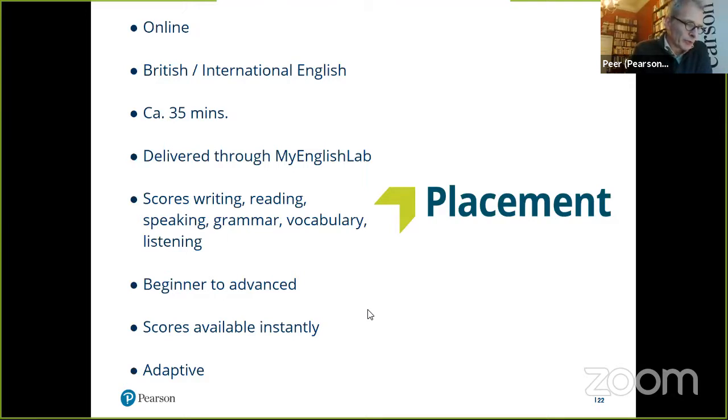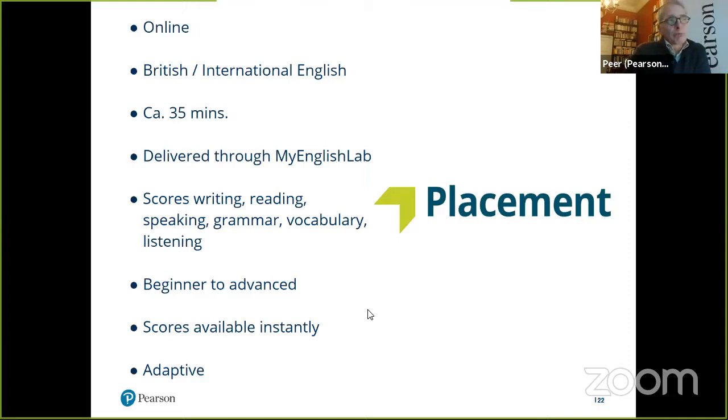The test itself is based on British as well as international English, because we really want to reflect how people really use English in the modern world. And as we know, most people speak English actually with non-native speakers. The test itself, we gauge it at 35 minutes, but that is actually not really true, because sometimes the test itself can last 20 minutes or sometimes even 15. And that doesn't mean that the test is wrong or that the student made a mistake. It actually simply means that the algorithm or the system behind the test collected enough data to evaluate the student's level.